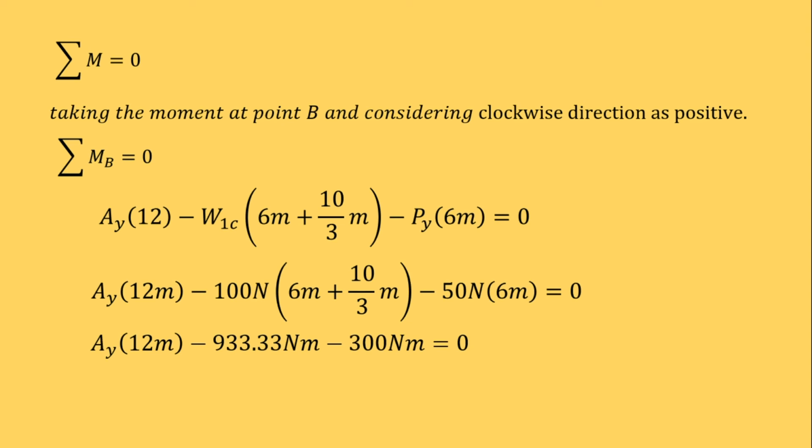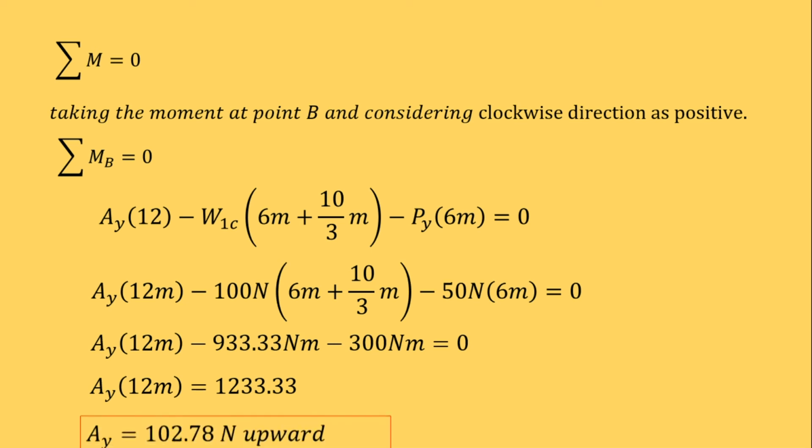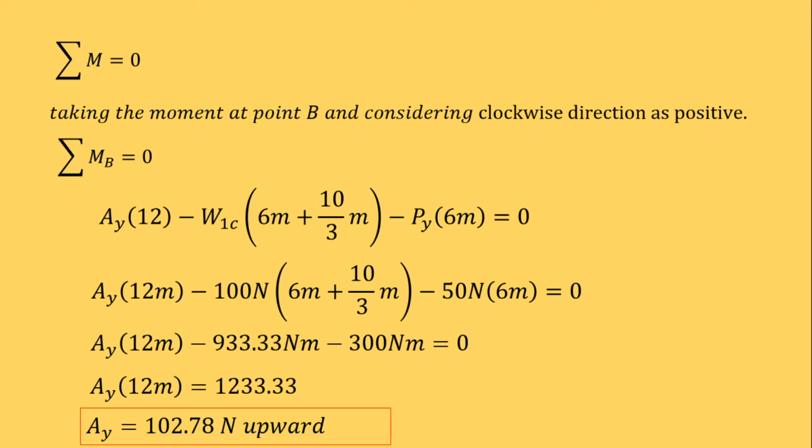Okay, calculating, we have AY times 12 meter minus 933.33 Newton meter minus 300 Newton meter, that should be 0. Then, getting that, AY times 12 meters is equal to 1,233.33 Newton meter divided by 12 meters. So, ang AY natin will be 102.78 Newton upward force since nag-positive naman siya.